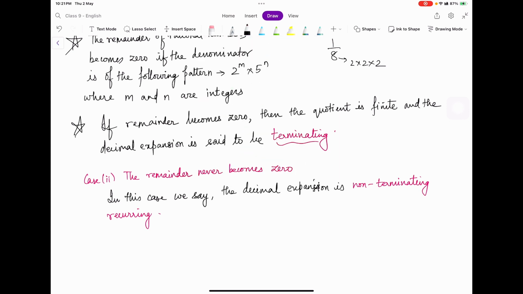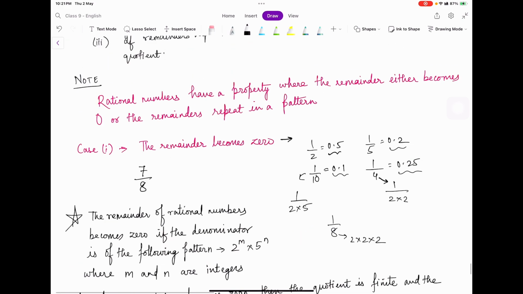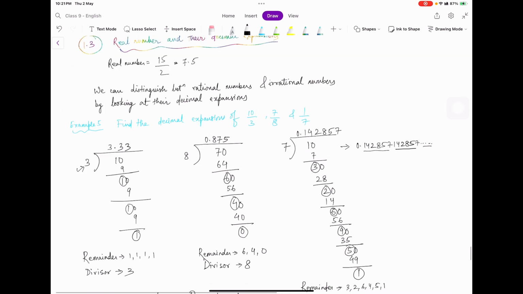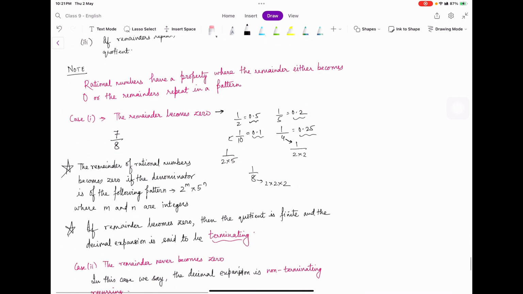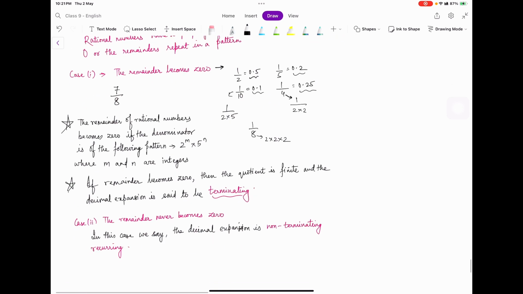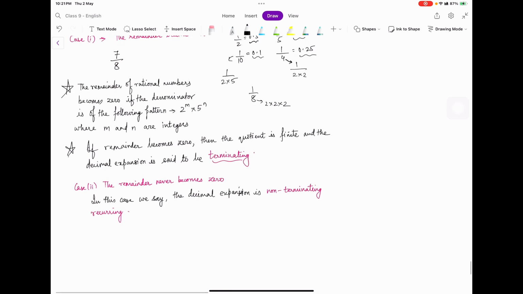The decimal expansion will never end in these cases where the remainder never goes to 0. But it will be recurring. Every time the decimal expansion will have the same pattern. So the decimal expansion is non-terminating and recurring. That is what we are writing.